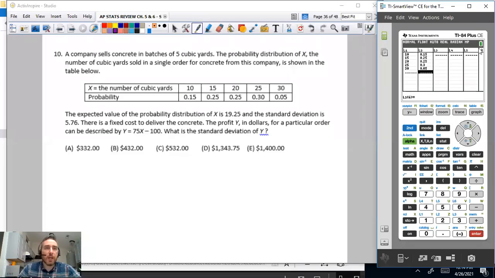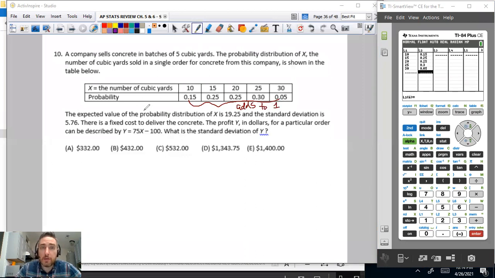Question number 10. A company sells concrete in batches of 5 cubic yards. The probability distribution of X, the number of cubic yards sold in a single order for concrete from this company, is shown in the table below. Remember, in your probability distributions, everything adds to 1. So you might want to always double check those and make sure that's the case.